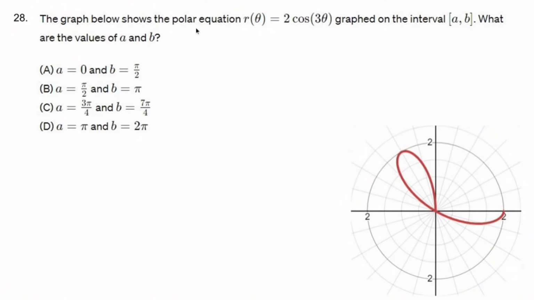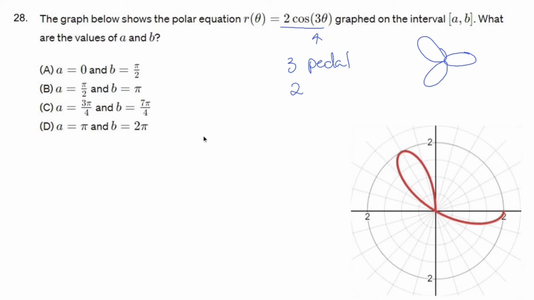The graph below shows the polar equation r of theta equals 2 cos 3 theta graphed on the interval AB. What are the values of A and B? All right, so obviously I don't have the whole picture. If you have your pictures memorized, you know that since that's odd, you're going to have a 3-petal rose-looking thing that goes out to 2. And since this is cosine, it's going to look like that.